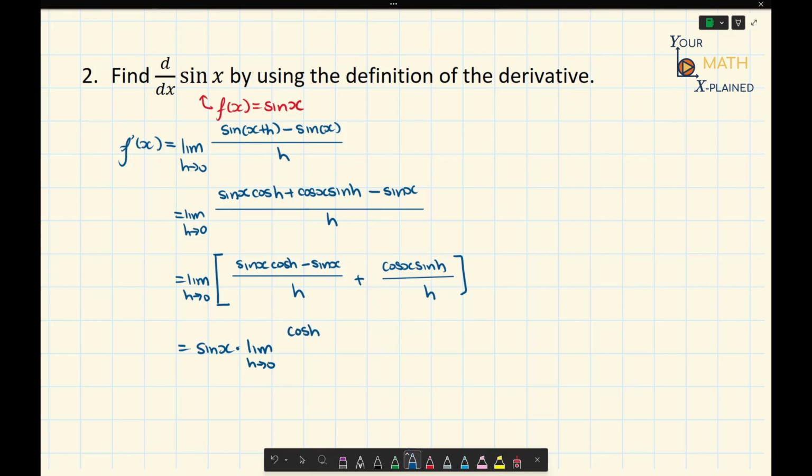the first fraction, which is going to be cosine h minus 1 over h. And then our second one is going to be plus, we pull our cos x out in front, multiplied by the limit as h approaches 0 of sine h over h. So now these are the other two limits that we showed at the beginning of the video. We know that the cosine limit here goes to 0, and we know that the sine limit here goes to 1. So therefore, our final answer is f prime of x is equal to cos x.